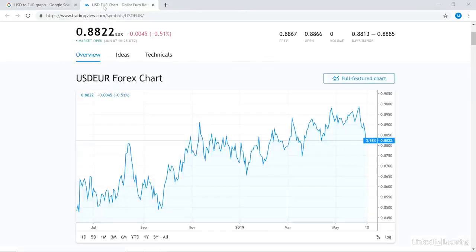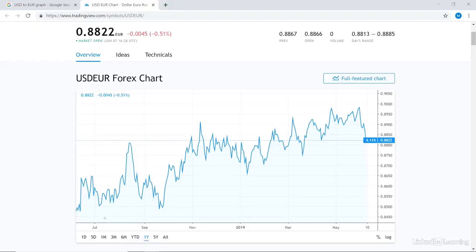Now, these exchange rates are not constant. If we turn to tradingview.com, we can take a look at how exchange rates have fluctuated over time. And I'll just look at a one-year chart. And what we see is the US dollar-euro exchange rate has actually been strengthening over this period. A year ago, the US dollar would have only bought about 0.85 euros. Today, it buys about 0.88.